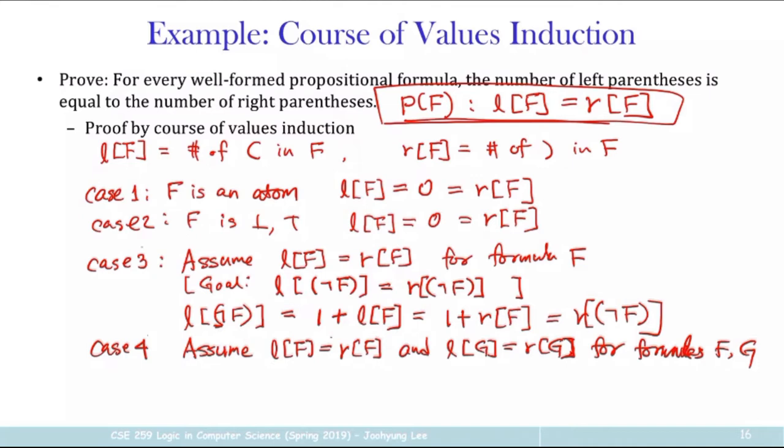Now, what we want to prove is that the number of left parentheses in the new formula that uses this binary connective, I use just sum to denote any kind of binary connective, should be equal to the number of right parentheses in the new string. I have to show this, right? So we have to fill this gap, okay? So how many left parentheses are in this formula? Can anyone tell me how many are there?